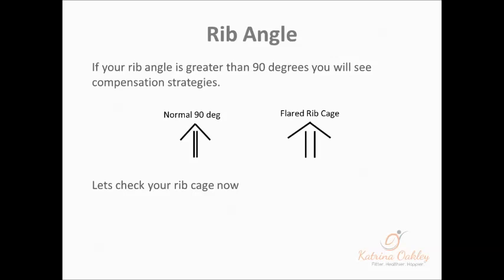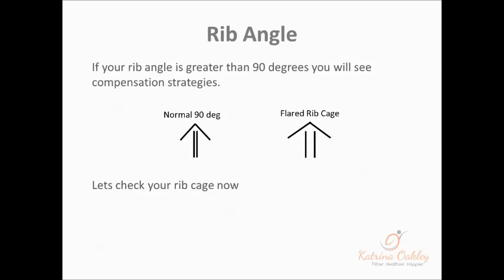So let's start by checking your rib cage now. So what I want you to do is I want you to pause this video and grab one of your kids' washable markers. And I mean washable. We're going to be drawing on ourselves. And we're going to actually draw our ribs and see what angle they make.